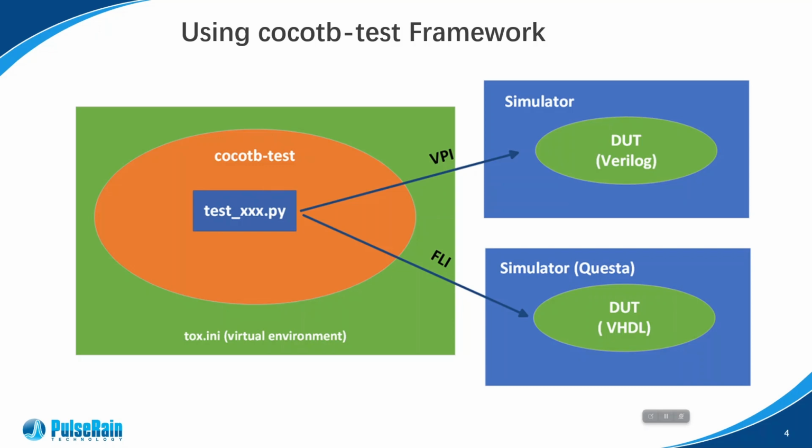Now, to use this structure, we will need a file called tox.ini, and also Python files, as I mentioned, with names that start with test. This is a requirement from PyTest to look for unit tests. So let's take a look and see how it can be executed.